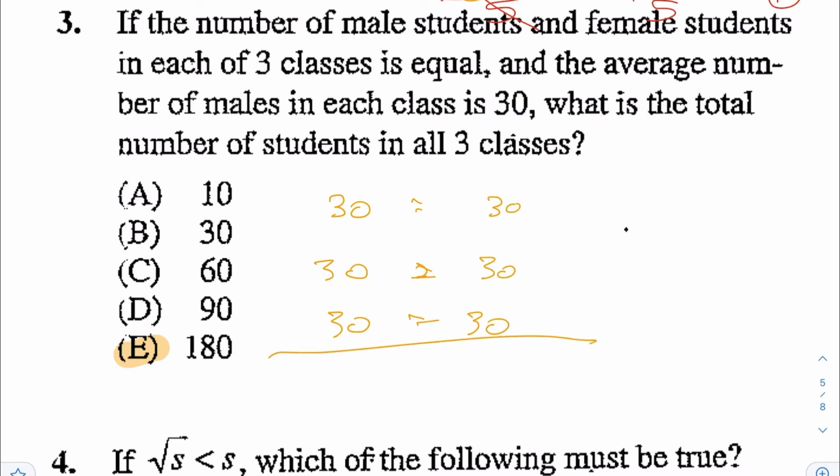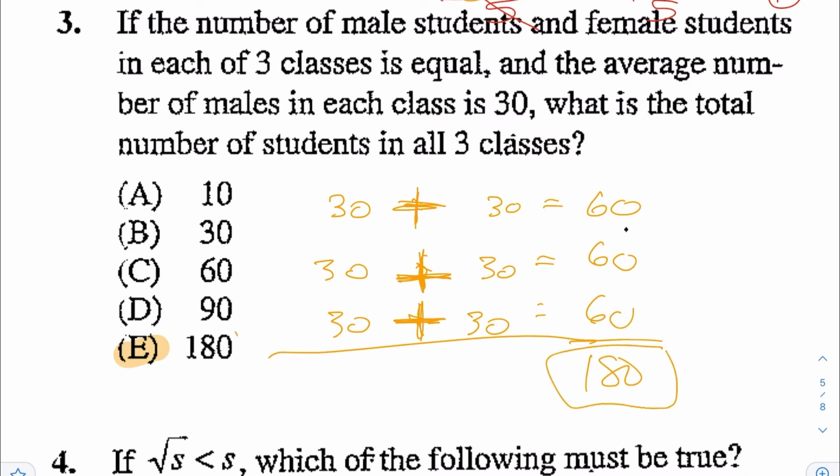So if you add everything together, you have 60 in each. Add those 3 together, you get 180 total, choice E.